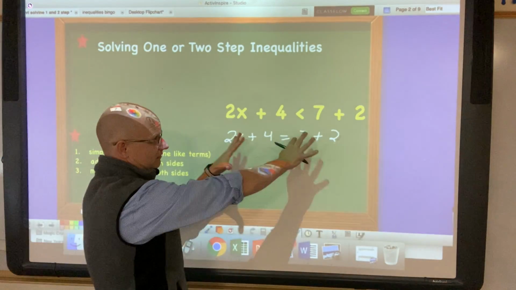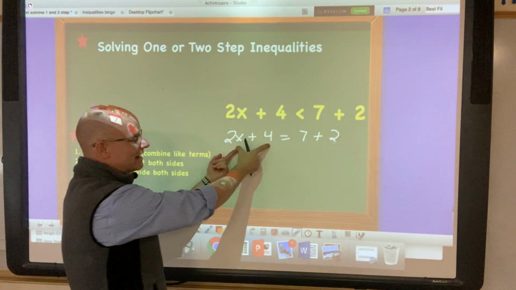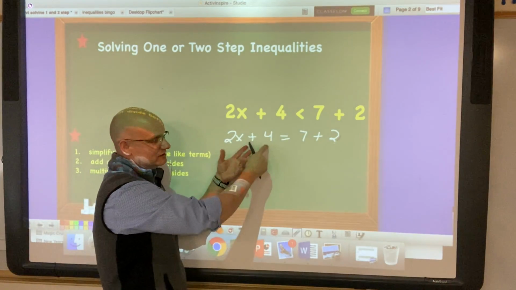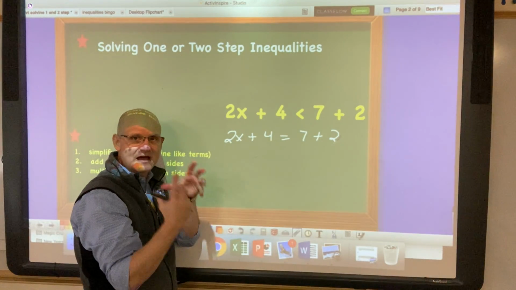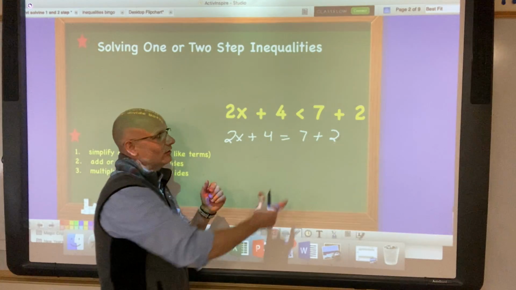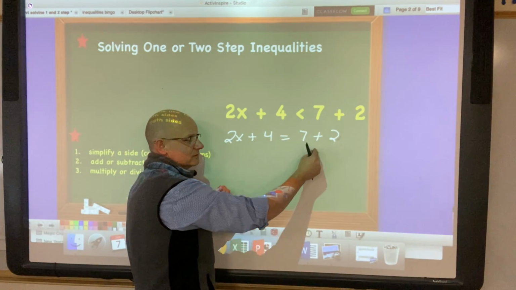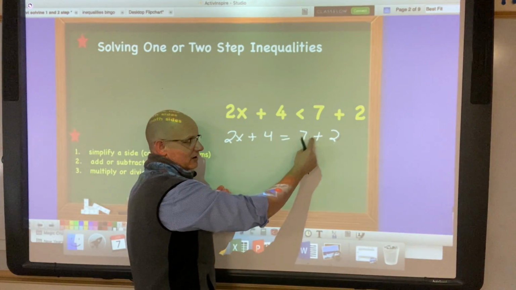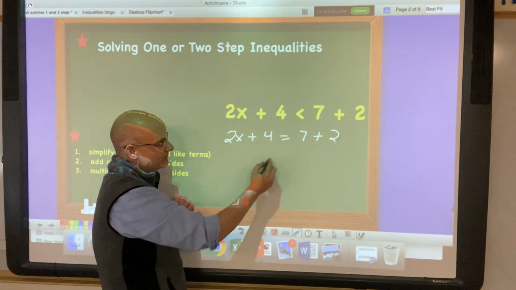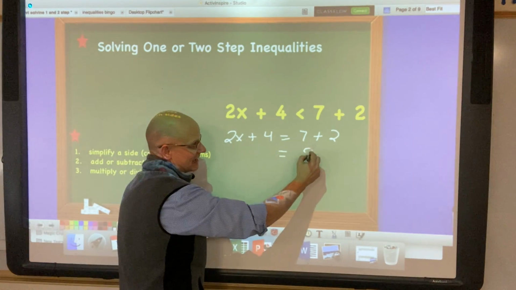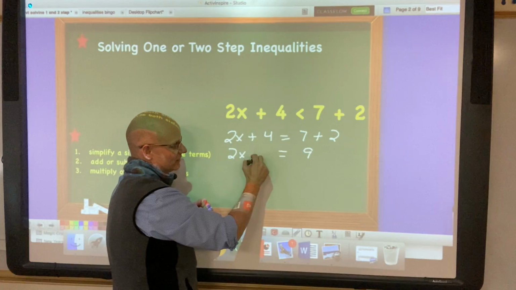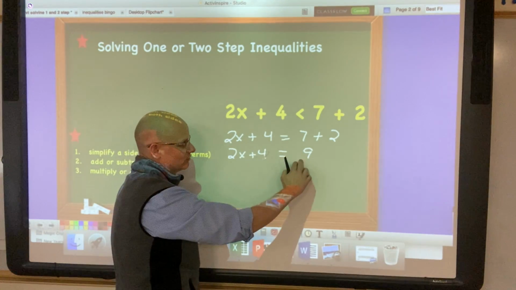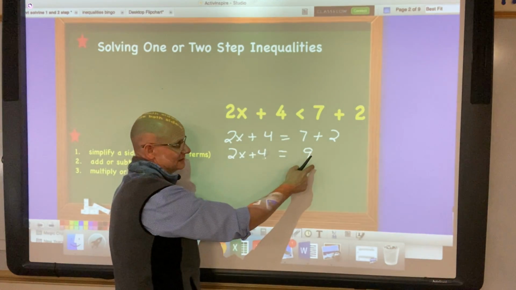So here, what do we want to do? Well, we can't combine anything here because the 2x and the plus 4 are not common terms. They're not like terms, okay? Over here, though, these are like terms. You've got 7 to the first power plus 2 to the first power, so you can combine that and say this is 9. Then I'm going to just bring the rest down. So now my new equation says 2x plus 4 equals 9.